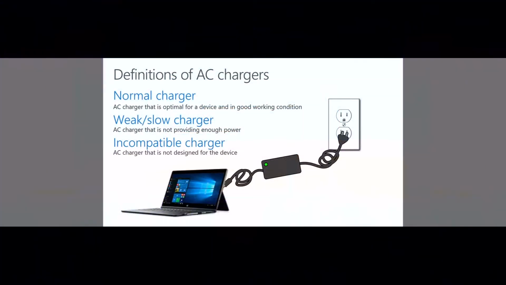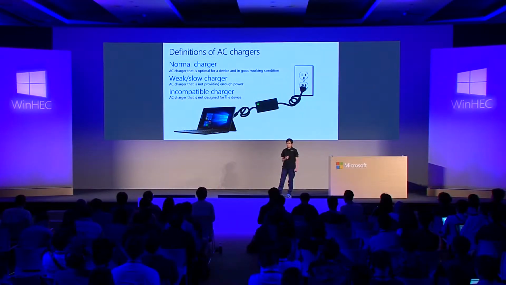So in this section, we are going to review several improvements we are making around charging, discharging, and power plan user experiences. Before we begin, let's review a few definitions of AC chargers. A normal charger is one that is designed for the device and is in good working condition. A weak or slow charger is one that may not be designed for the device and delivers a slow charge when plugged in. An incompatible charger is one that is not designed for the device and does not provide any charge when plugged in.